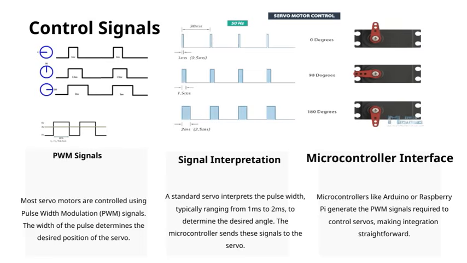It's like giving the servo a set of instructions on how far to turn, based on how wide that pulse is. And of course, the microcontroller, whether it's an Arduino, Raspberry Pi, or another device, sends these PWM signals to the servo. This means that controlling the servo becomes quite straightforward because the microcontroller handles generating the signals required. So the main takeaway here is that the microcontroller acts as the control hub, sending precise PWM signals that tell the servo exactly where to move. This connection between the microcontroller and the servo is what makes automation and robotics so versatile and responsive.